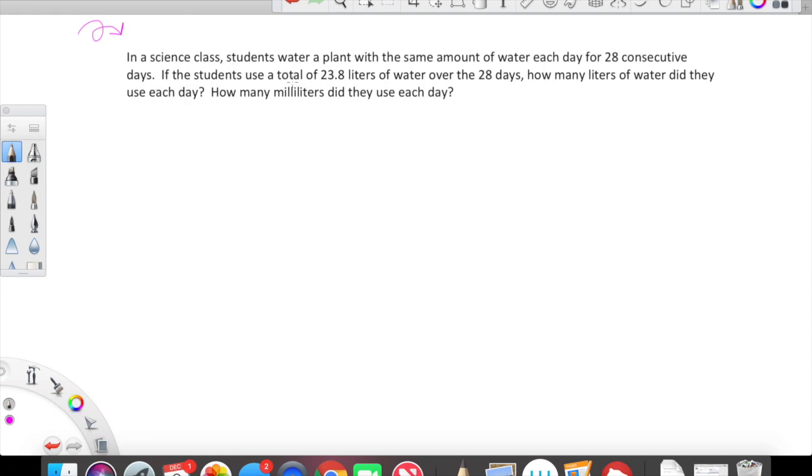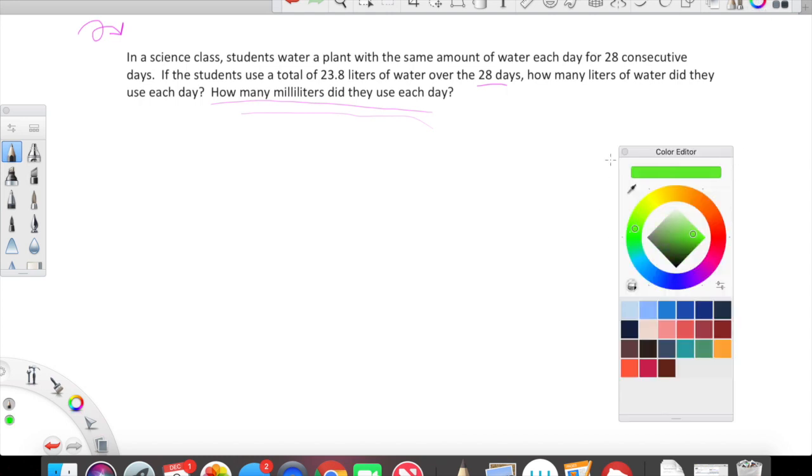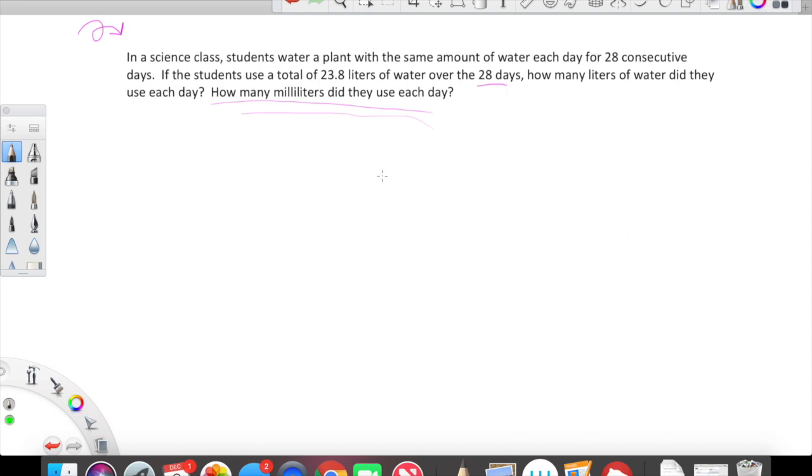If the students use a total of 23.8 liters of water over the 28 days, how many liters of water did they use each day? And then going deeper, how many milliliters did they use each day? Loving all of this. I feel like I need to be writing in green since we're talking about a plant.